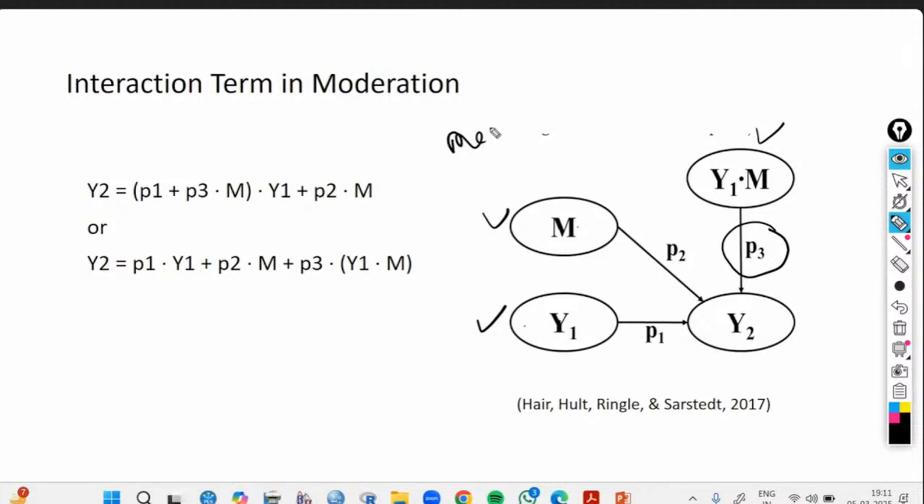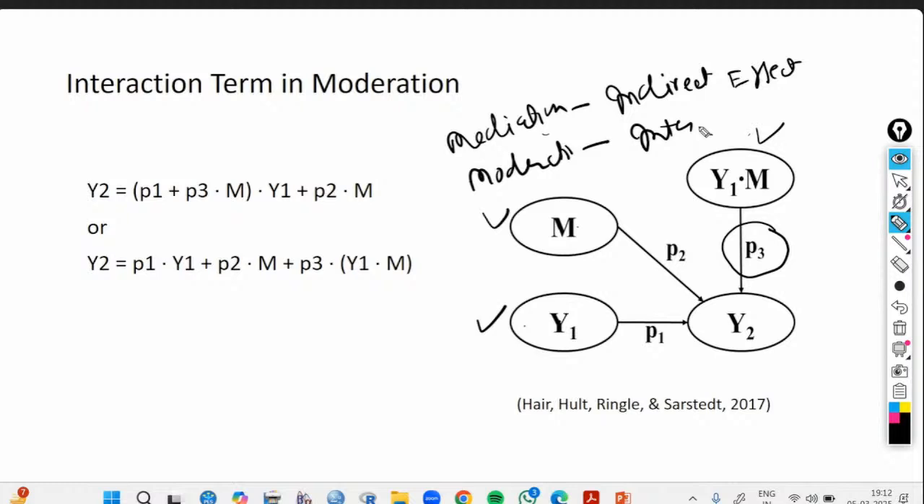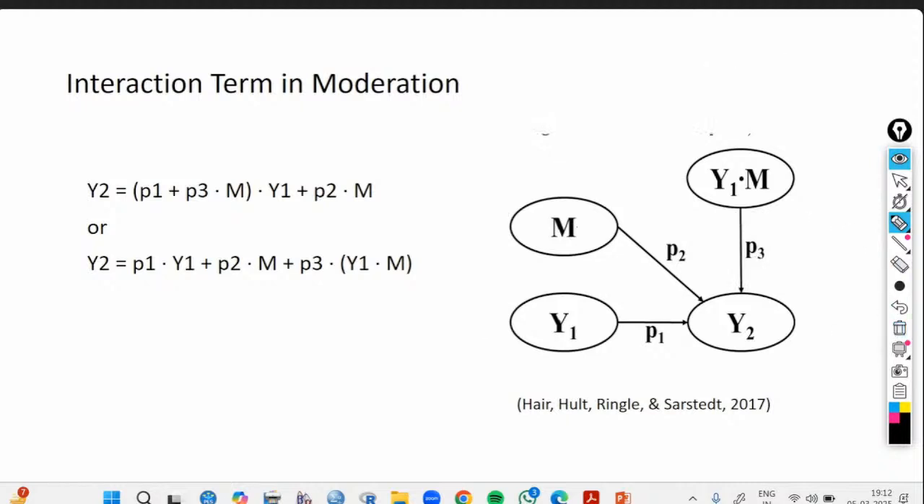In a mediation, the indirect effect decides whether there is mediation or not. But in a moderation, the interaction term will decide whether the moderating variable is working or not. So this interaction term decides, if it is a significant relationship, whether the moderating variable is working or not. So this P3 will decide whether the moderating variable is working or not.